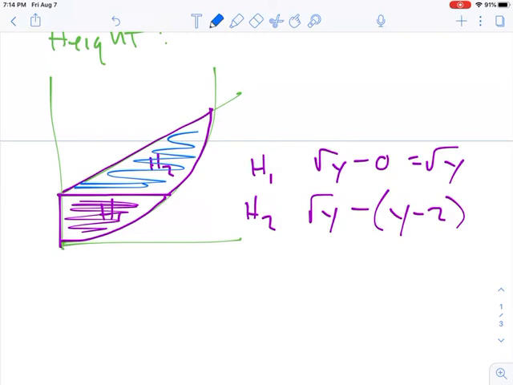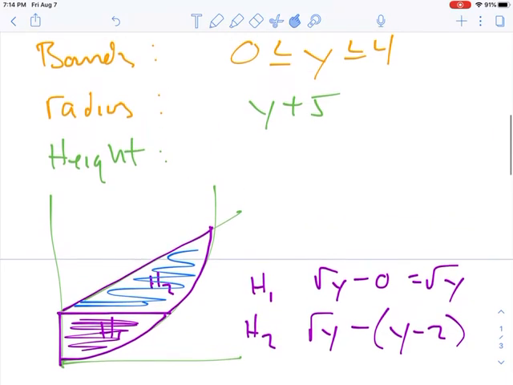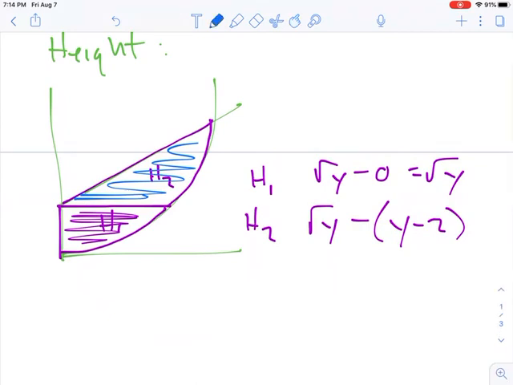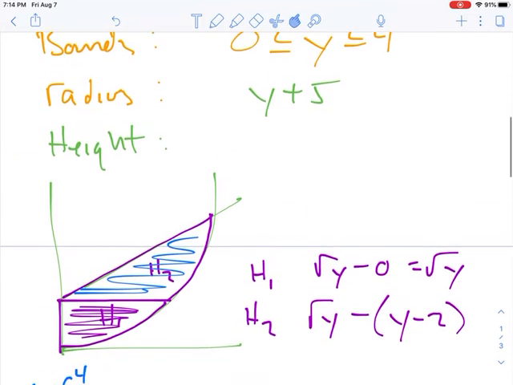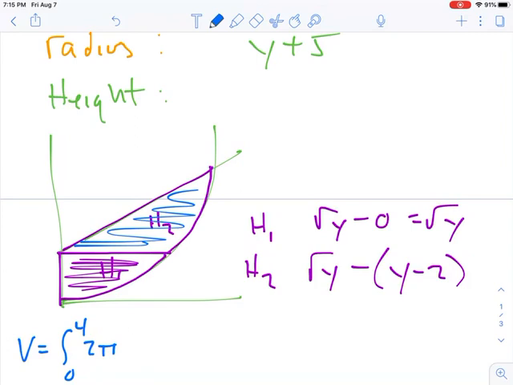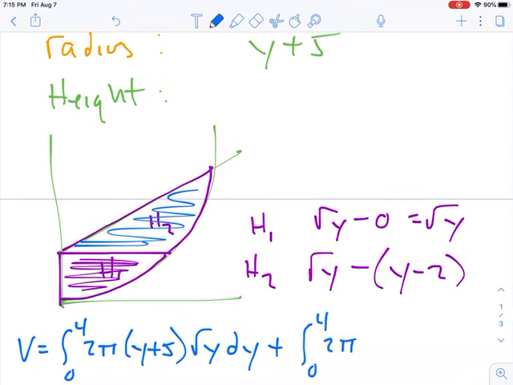So setting up the first integral, let's see if I got all my stuff in here. The volume is the integral from 0 to 4 of 2 pi times my radius, which was y plus 5, times the height, which is the square root of y, dy, plus the integral from 0 to 4 of 2 pi times y plus 5 times the square root of y minus y, plus 2. That would be this right in there.